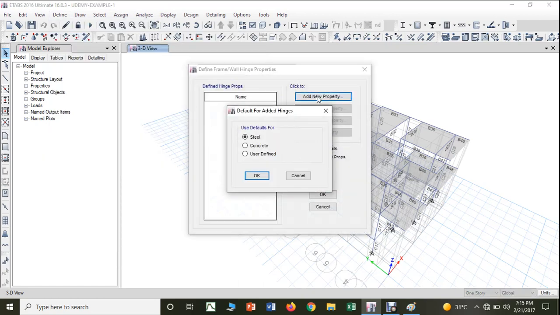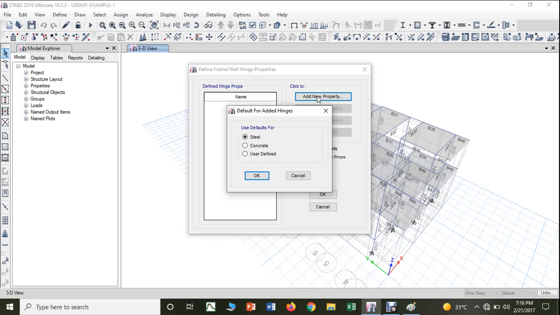So this again is one of the properties that we are going to use, especially when we are going to do an analysis that we call pushover analysis, in order to understand the behavior of the building under lateral loads. The lateral loads may be the wind load, or the lateral loads may be the earthquake load.